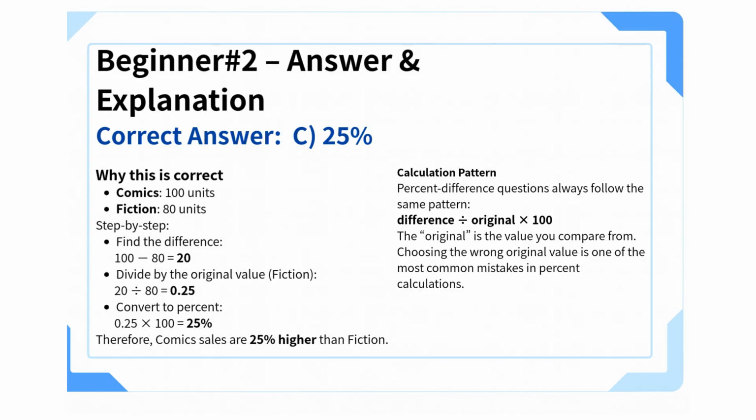Notice something important. The key isn't subtraction. It's choosing the correct reference value. Percent change always depends on what you compare against. And when you slow down and identify that original value first, the rest becomes mechanical.